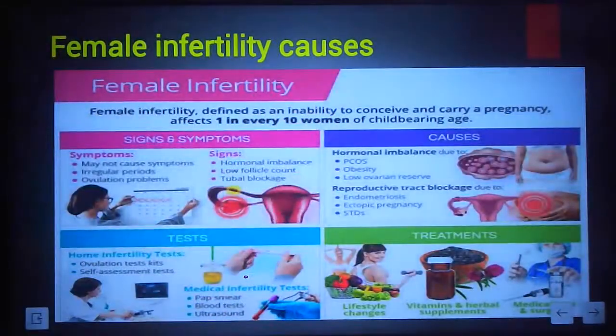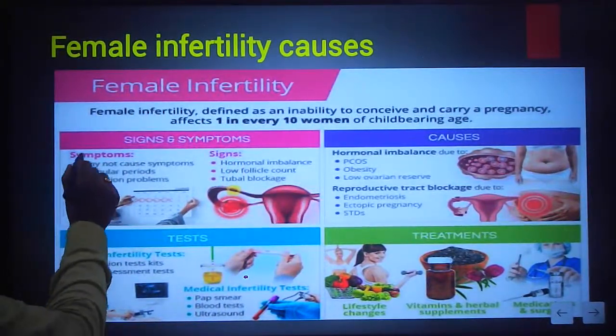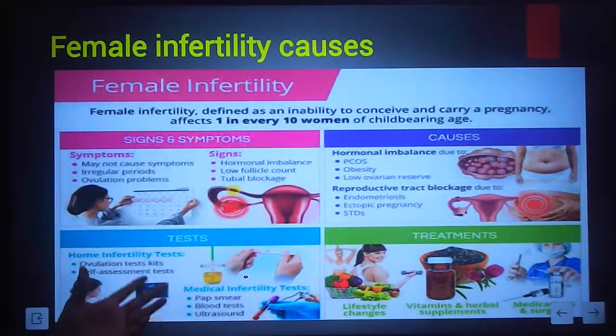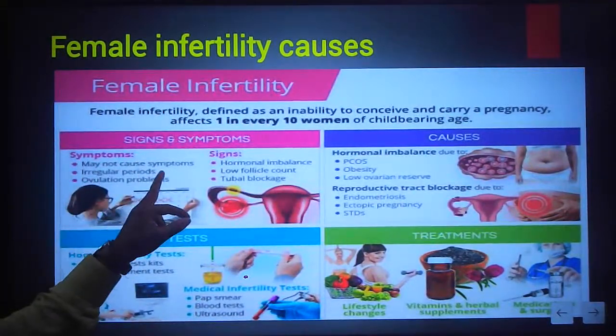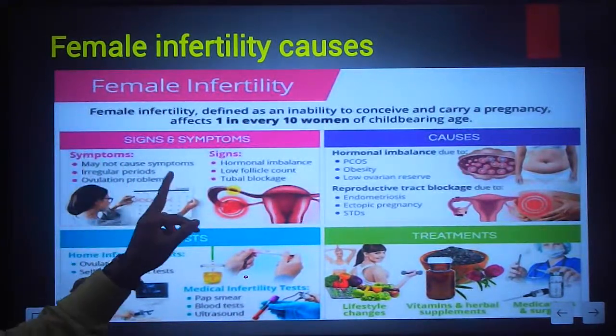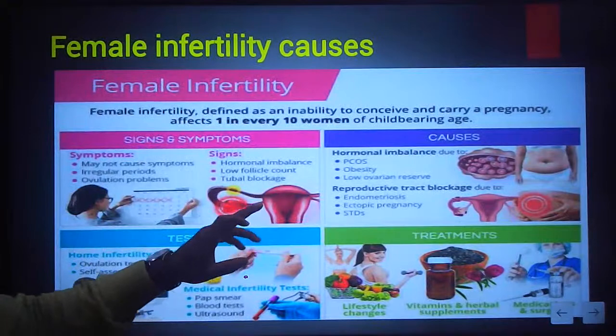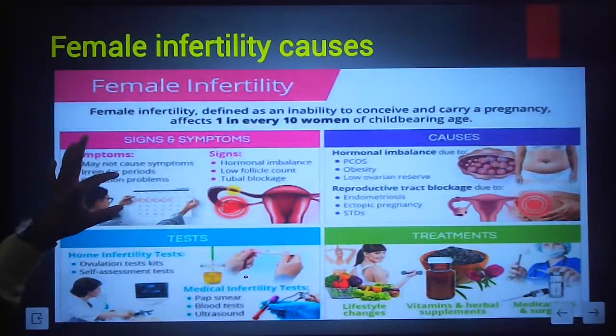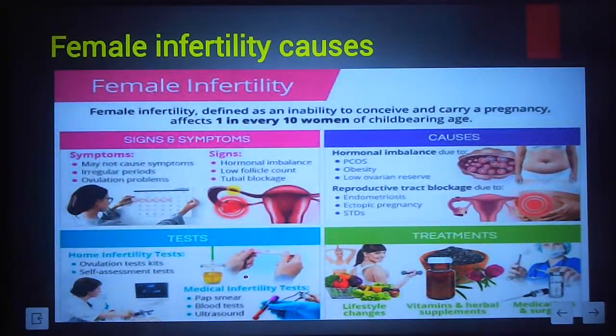Coming to the next part, female. Coming to the female part, female infertility, where you could see the signs and symptoms. Sometimes it may not cause any symptoms. Sometimes irregular periods. The periods might be irregular, with continuous delay in periods. The female has to go and consult a proper gynecologist.